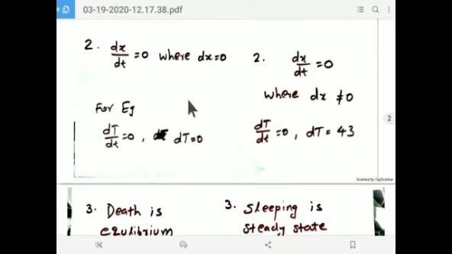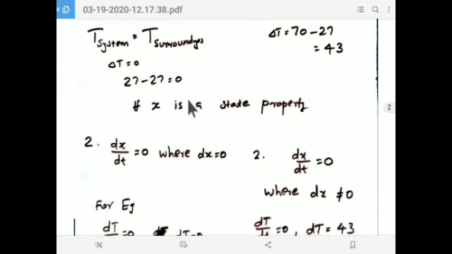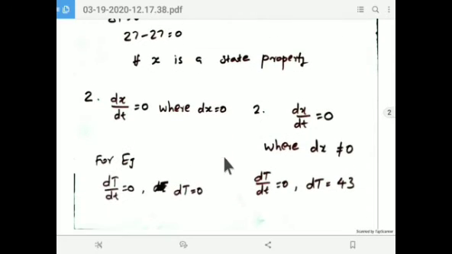More generally, if x is a state property, in the case of equilibrium dx by dt is equal to 0 and dx is equal to 0. But in the case of steady state, dx by dt is equal to 0 where dx is not equal to 0.